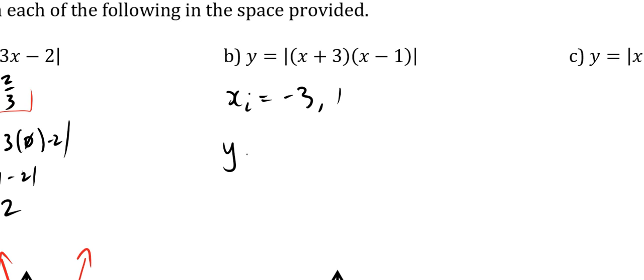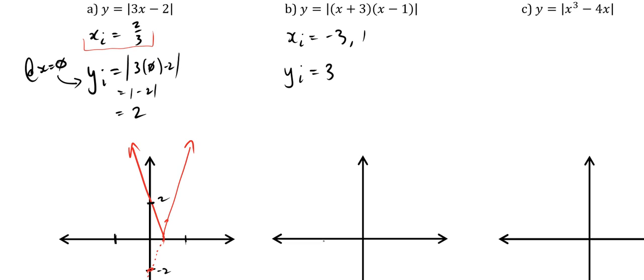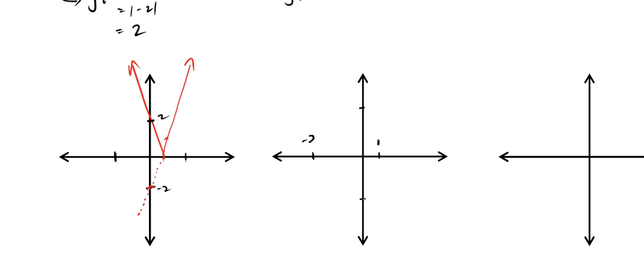And the y-intercept, three. So if I put a 0 in here, I get positive 3. I put a 0 in here, I get negative 1. I multiply those together to get negative 3, but take the absolute value to give me 3. Okay, so I've got negative 3. I've got positive 1. And I've got a y-intercept of 3. But I'm going to mark the negative 3 as well.